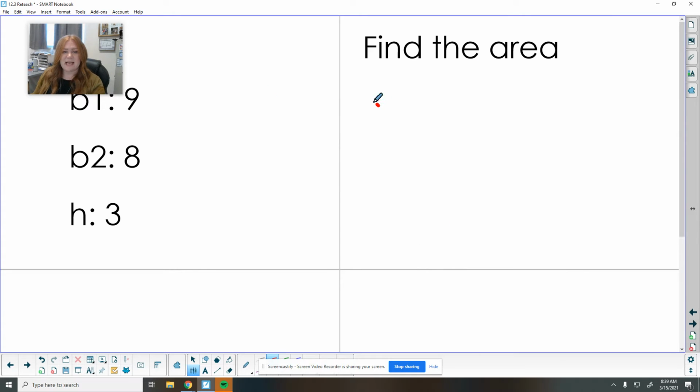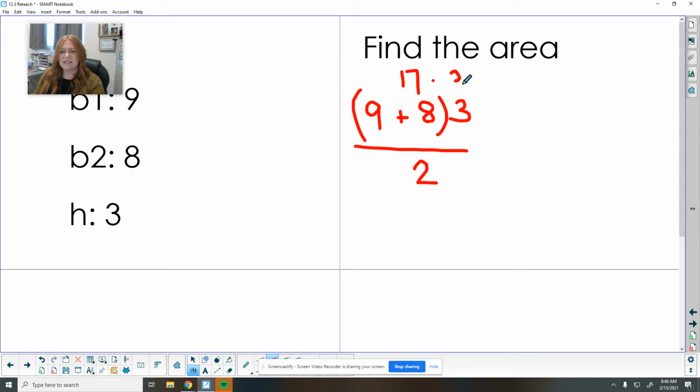This one here tells us that the first base is 9, the second base is 8, and the height that connects base to base is 3. That gives us a parallelogram. So now we want to cut it in half to get back to our trapezoid. So 9 plus 8 is 17. 17 times 3. Let me do that right down here. 7 times 3 is 21. 3 times 1 is 3, 4, 5. So we've got 51 divided by 2.